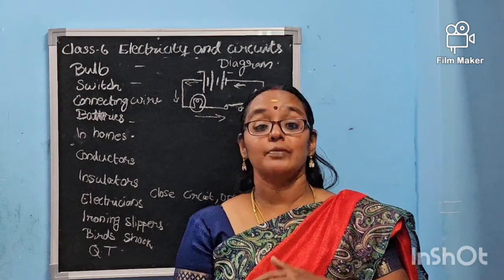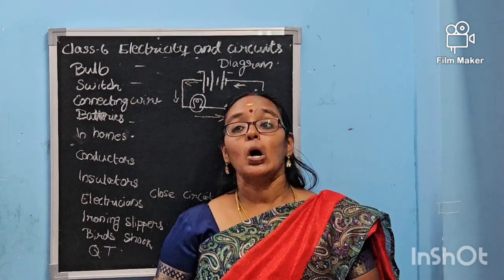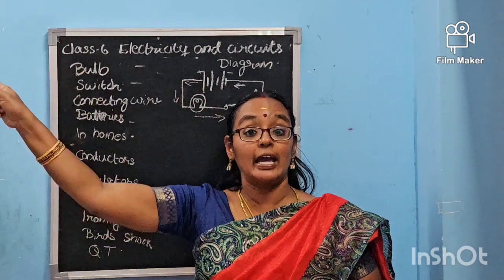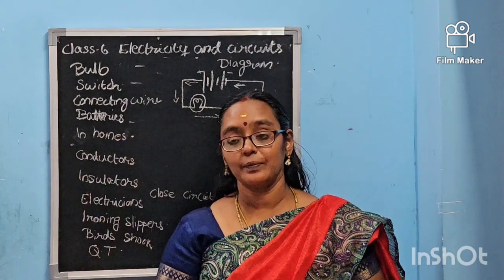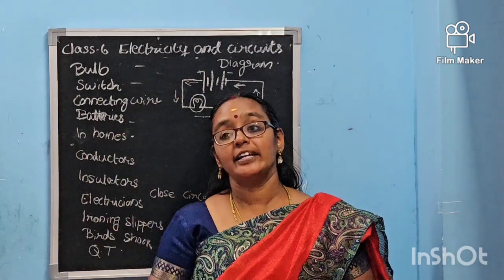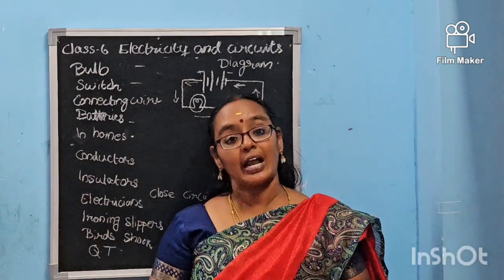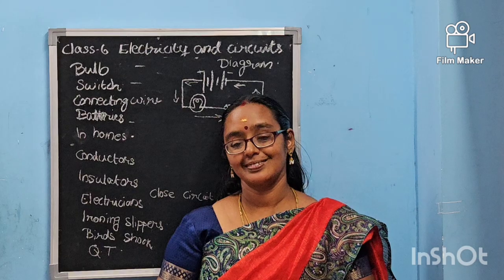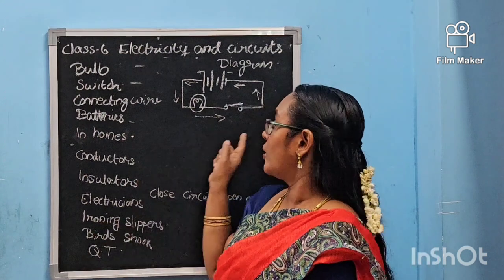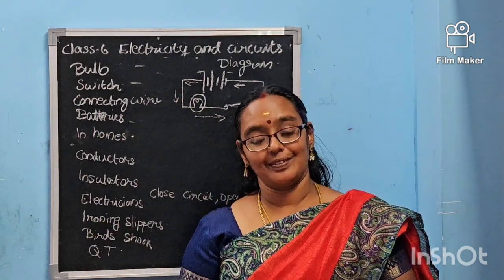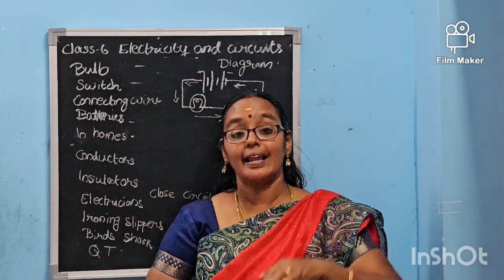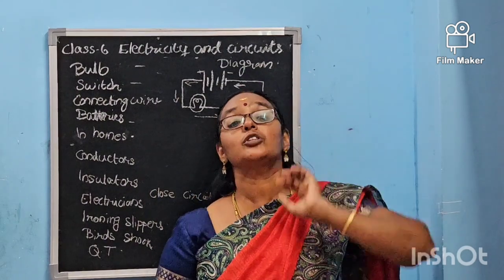So there is another question coming to me. Why do we get a shock when we touch an electric wire or cable wire? And have you seen the birds? Many birds sit on the electric wire, but they do not get a shock. Why is it so? The reason is only the closed and open circuit. The circuit will be closed only when the electric current is flowing fully through it.